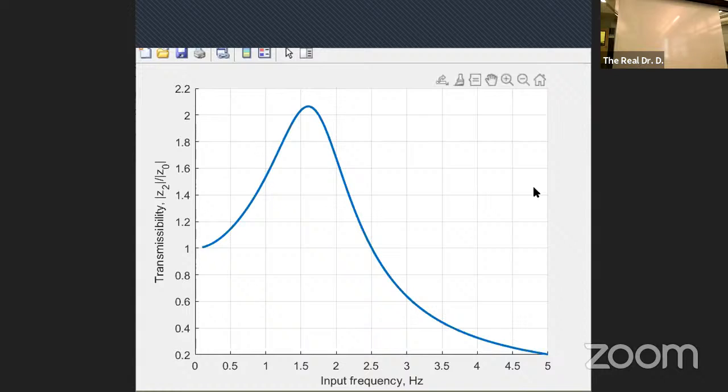Okay. So what we see for these parameters that we started with, around 1.6-ish hertz, we have resonance. What did we pick before, right? For this, we picked 2 hertz. And look, we're right about 1.6. Had we picked like 1.5 or 1.6 hertz, we would have been at nearly twice as much, right?